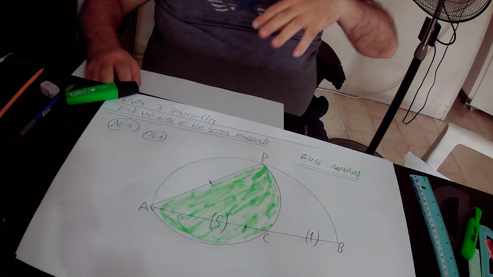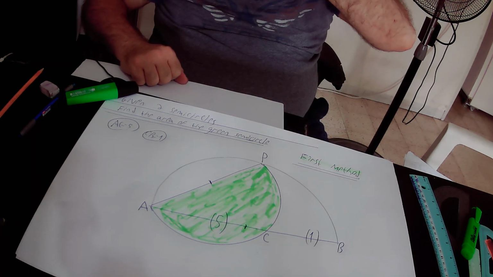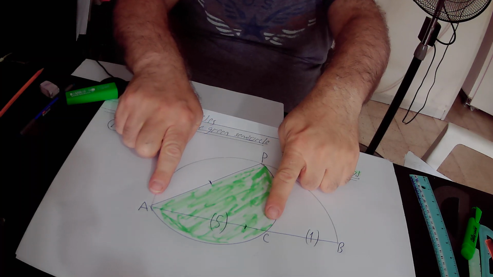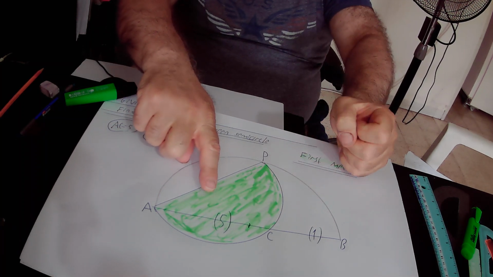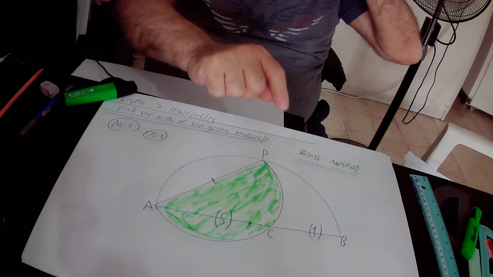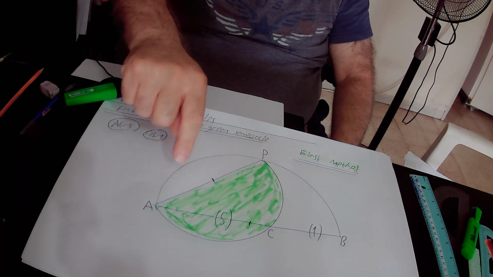Now, in this lecture, we find out the area of the green semicircle using two different methods. In the drawing, we have two semicircles. We know that line segment AC equals 5 units in its length. This is line segment CB, which equals 1 unit in its length. And our mission is to find out the area of this green semicircle.